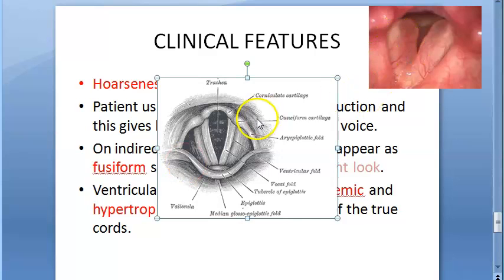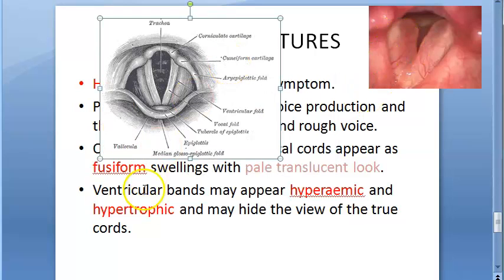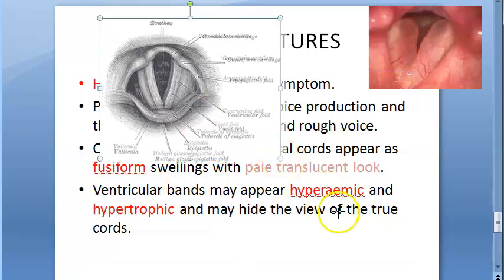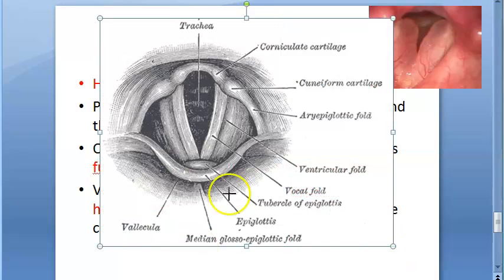So guys, why leave this word not understood? Ventricular bands may appear hyperemic and hypertrophic. Where are the ventricular bands? Let's look at them. So, this is the ventricular fold. Okay. So, they are showing this as the ventricular fold.